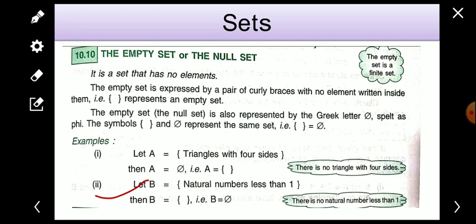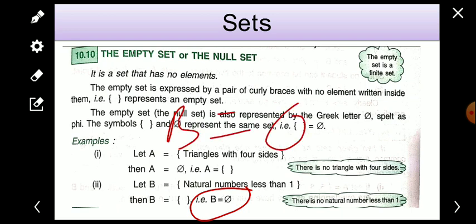Like the set B, it is the set of the natural numbers less than 1. It is also not possible, because natural numbers start with 1. So it will have no member. The set has no member here. So it will be written like this, B is equal to the blank set, or empty set, or B is equal to phi. We know that the blank set, empty set or null set is represented by phi.